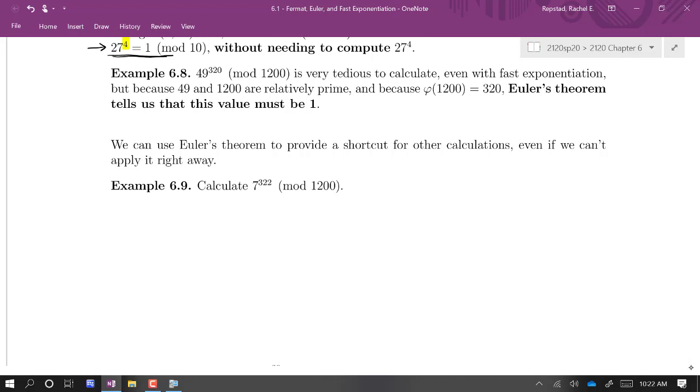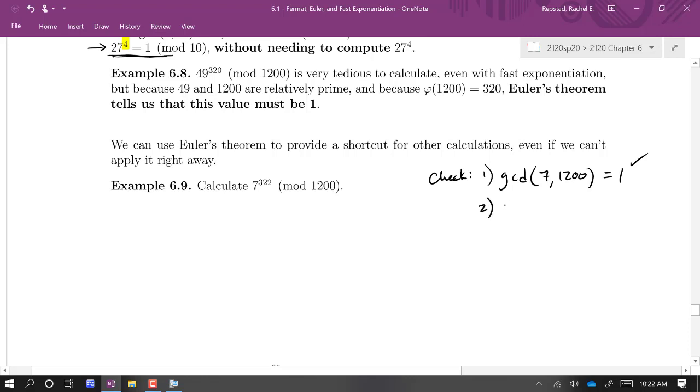So, 7 raised to the 322 mod 1200. All right, so a couple things. One, if we're going to apply Euler's theorem, we need to check that it does apply. So note that the greatest common divisor of 7 and 1200 is equal to 1. They share no common divisors. So that means that we can apply Euler's theorem.